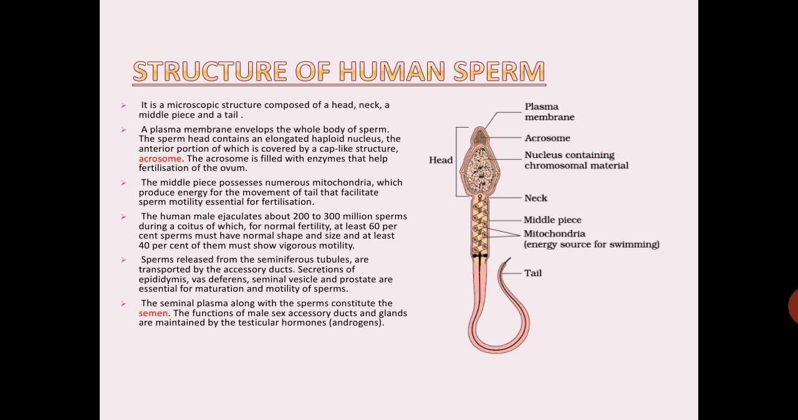A plasma membrane envelops the whole body of the sperm. So the entire body of the sperm is covered by the plasma membrane. The sperm head contains an elongated haploid nucleus, the anterior portion of which is covered by a cap-like structure called the acrosome.